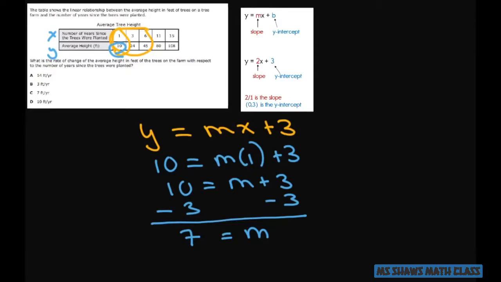So your slope is 7 feet per year. And if you had to write the whole equation, that would be y equals 7x plus 3.